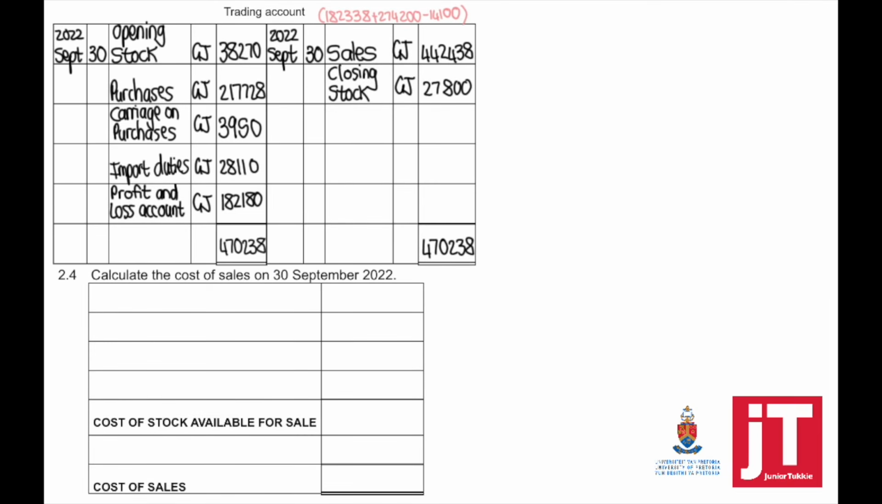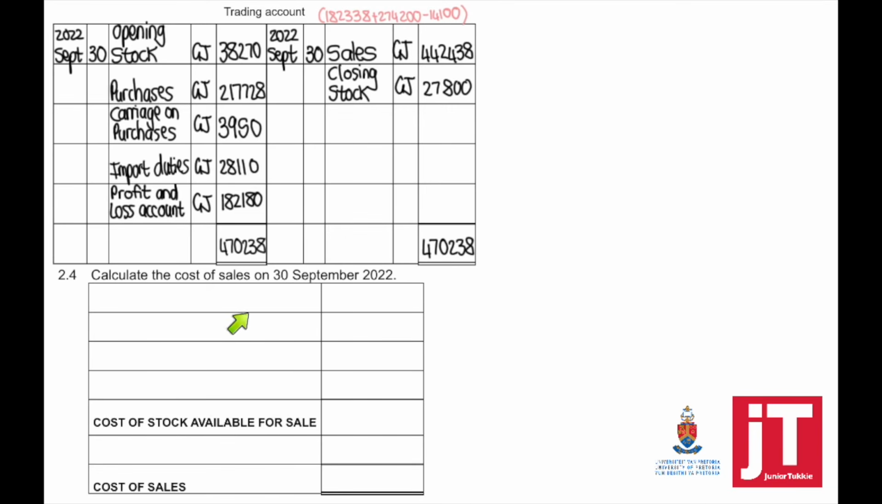In question 2.4, they've asked us to calculate the cost of sales. Now you've actually got two options. If they've asked you to do the trading account, from the trading account, if you take your sales minus your gross profit, it will equal your cost of sales. Opening stock plus purchases plus carriage on purchases plus import duties minus closing stock equals your cost of sales.